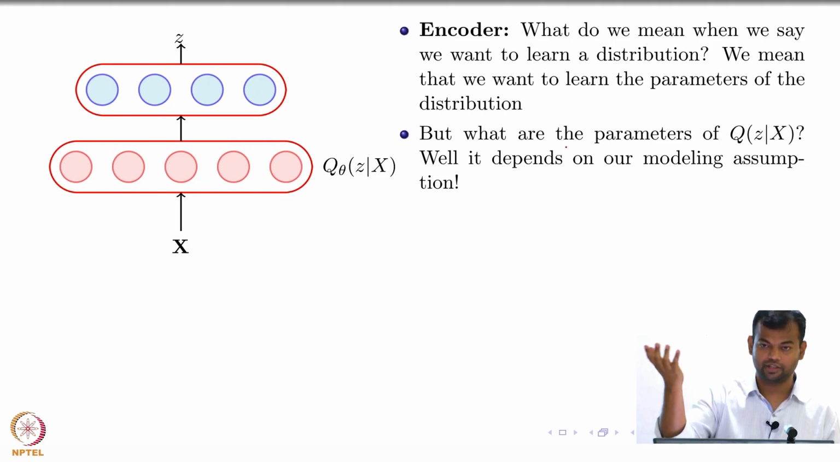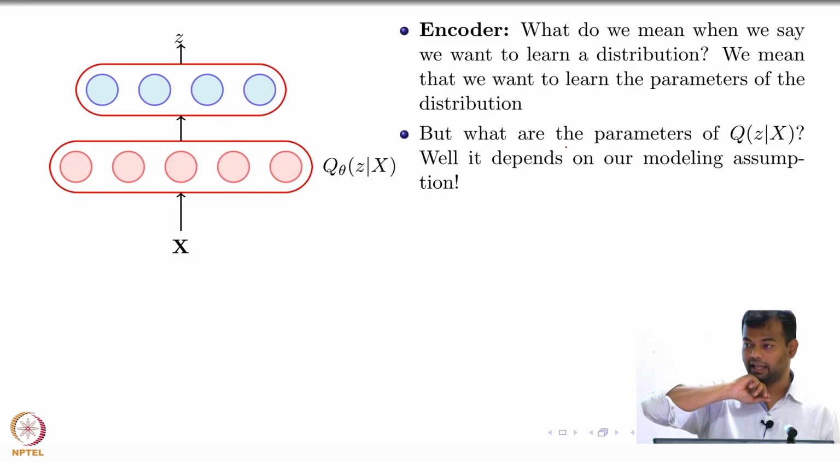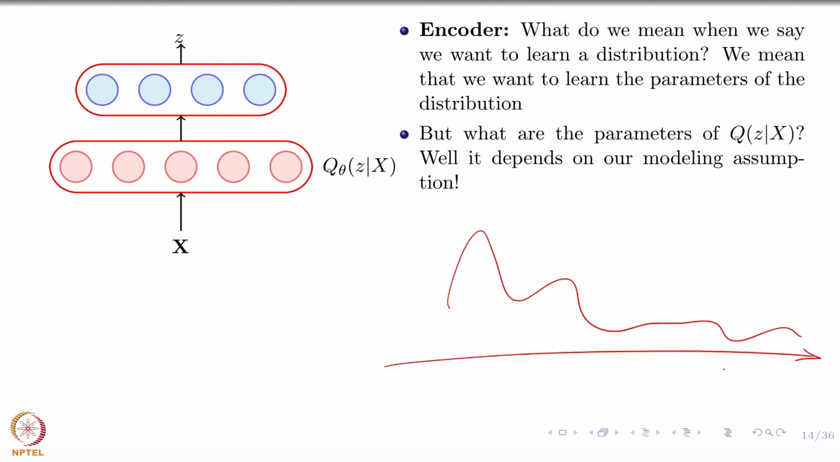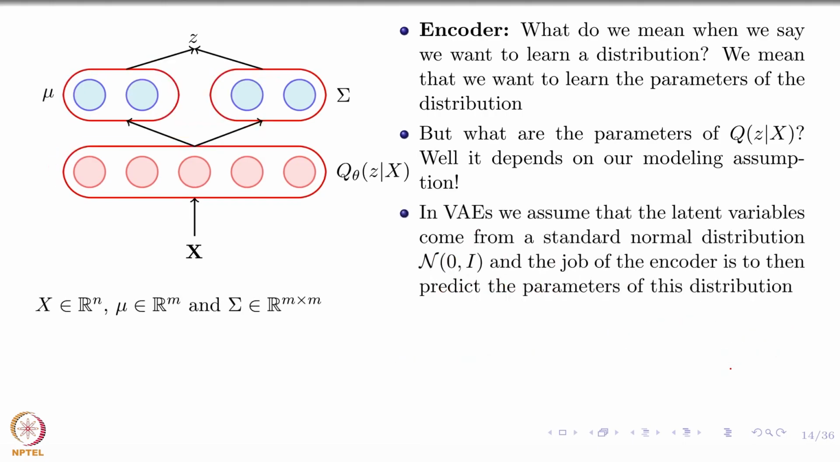One is I tell you this is a joint distribution. I don't care what kind of family it belongs to. It could just be any arbitrary distribution, right? So it could be a distribution of the following form. So if this is my x, one dimensional, then it could be a distribution of this form. But what we are going to assume is that the latent variables actually come from a normal distribution, right? And we are also going to assume that the normal distribution is N(0, I), okay?